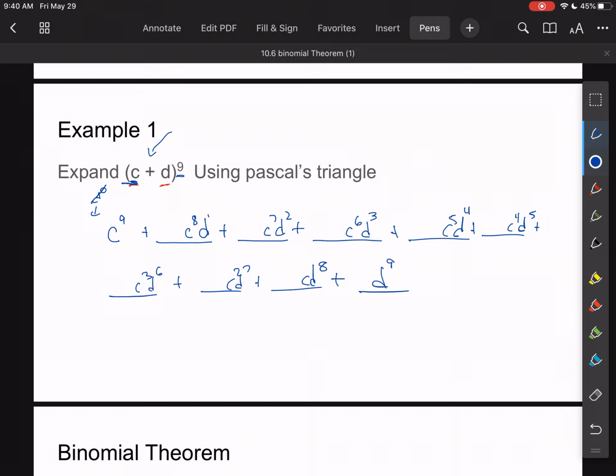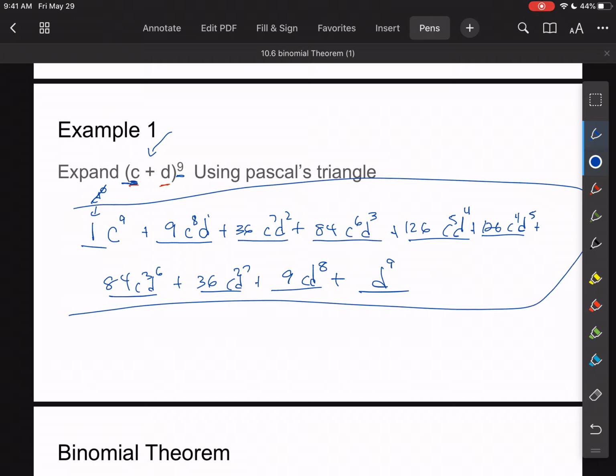If you pull up that triangle and look at the 9th row, it starts with 1, which we don't have to write because it's in front of that term, but then we have 9, then 36, then 84, then 126, and then again 126, because we have 5, 4, 4, 5. And then we have 84 again, so notice this just goes backwards now, then 36, and then 9, and then 1 again. So that's using the triangle to expand one of these out.